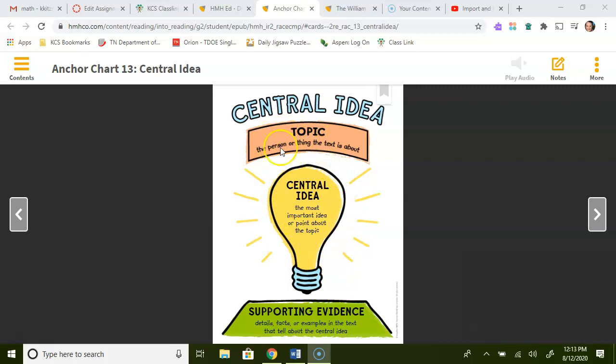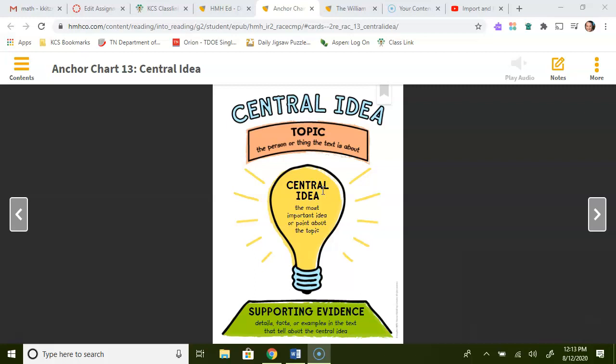So, thinking about your topic, who or what is the text mostly about? What does the author want you as a reader to know about the topic? What facts do you see in the book? What do they describe? What's the important idea that they tell you?